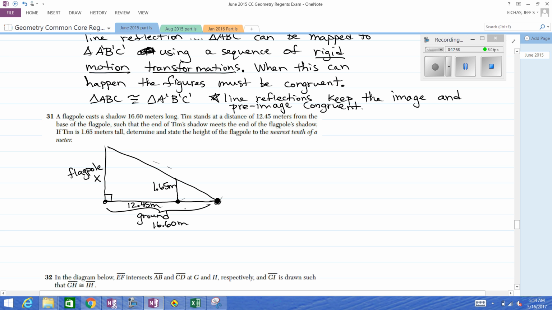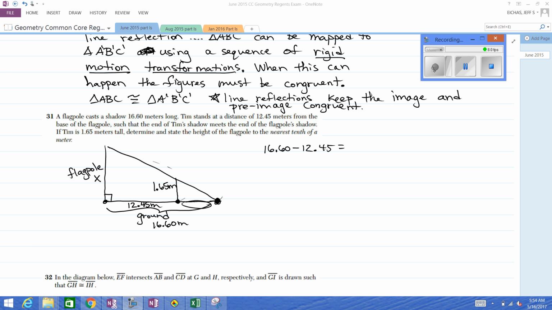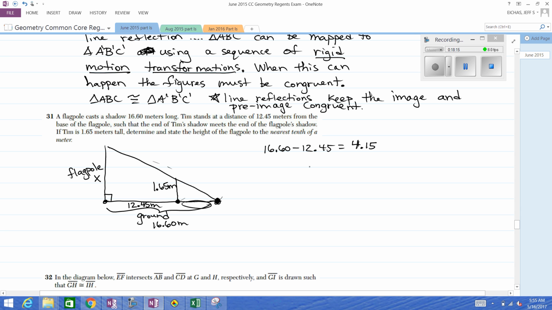All right, so really simple. The first thing we're going to do is get this distance, 16.60 minus 12.45. So we're at 4.15 meters for this distance here. Now what we have to understand is these are both right angles, assuming they're both right angles, and of course they can both use this angle right here. So we have similar triangles, and with similar triangles, corresponding sides are proportional.